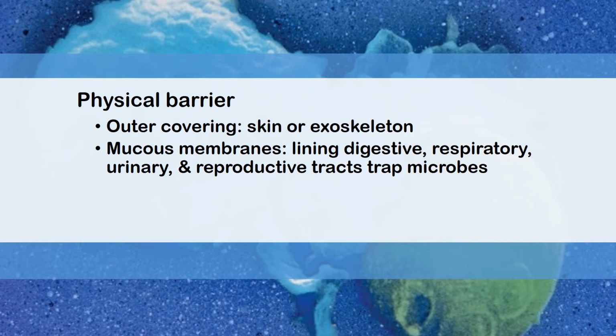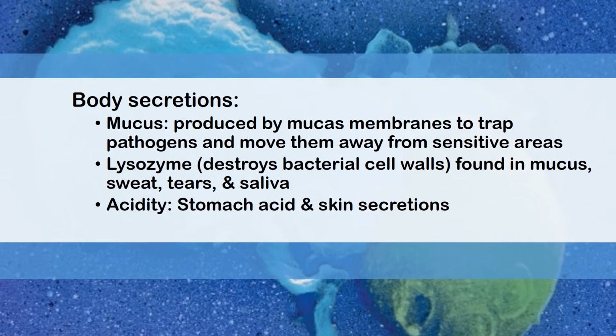These include things like the mucous membranes. The mucous membranes are going to line the digestive, respiratory, urinary, and reproductive tracts and are set up to trap microbes and prevent them from becoming a problem. The body also produces a number of secretions to help out with these barriers.